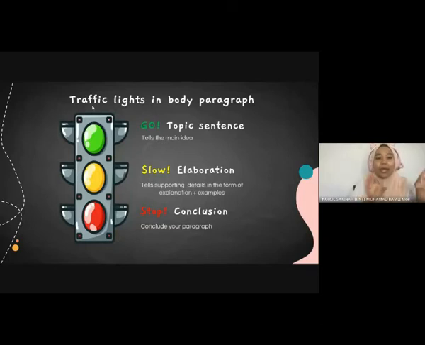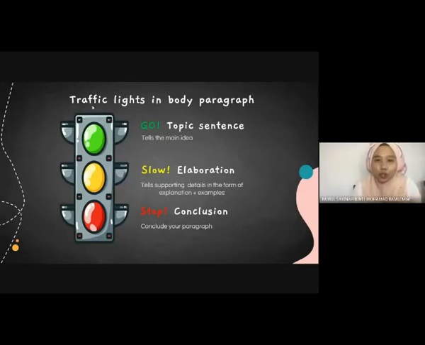All right. And then, once we've sped up, okay, we want to slow down. We have to go slow because this part is the crucial part where you are going to tell supporting details. You are going to explain. You are going to discuss. So you have to go slow so that your readers can follow you.